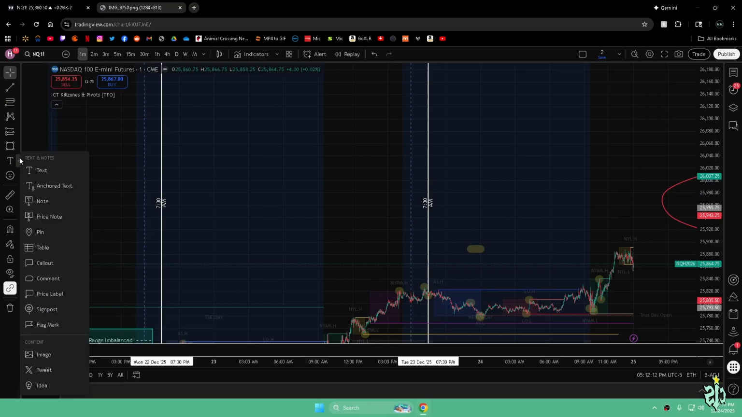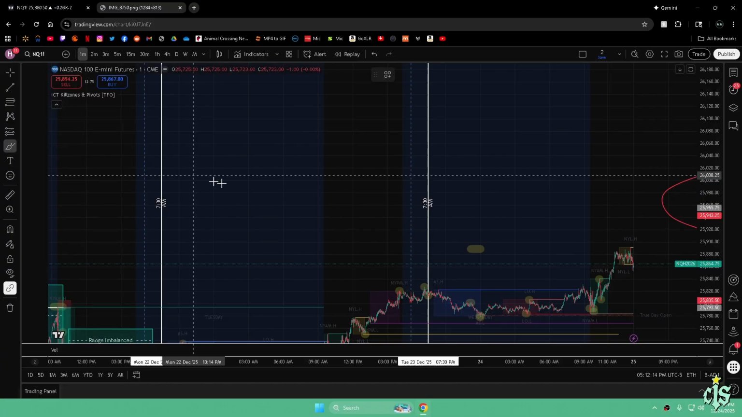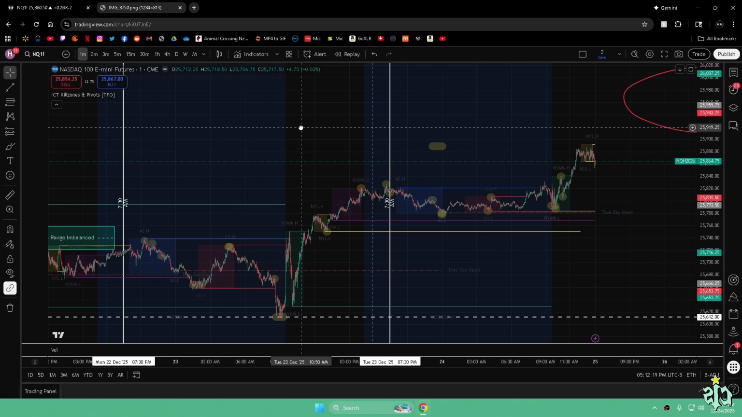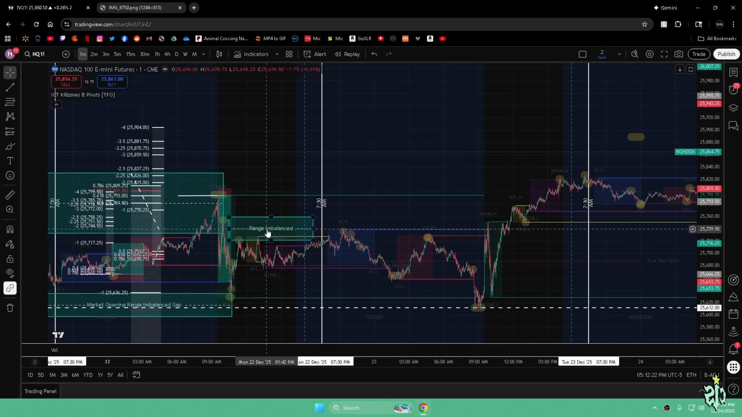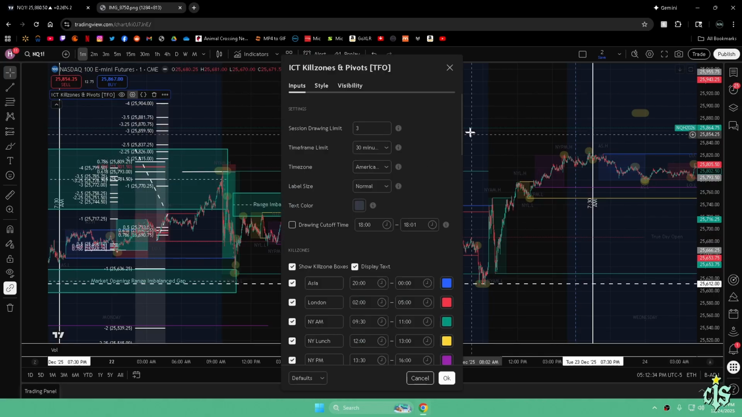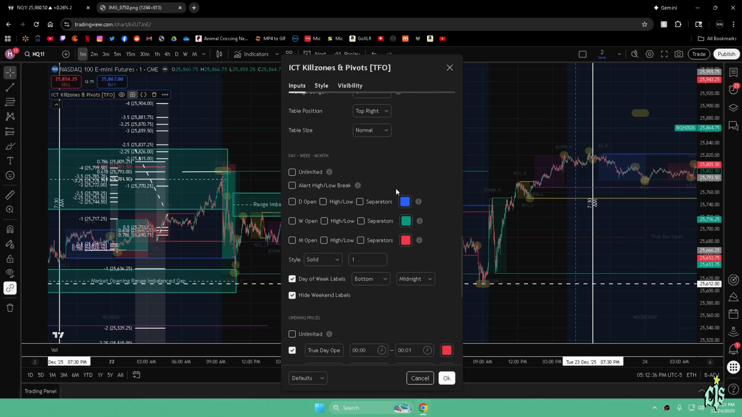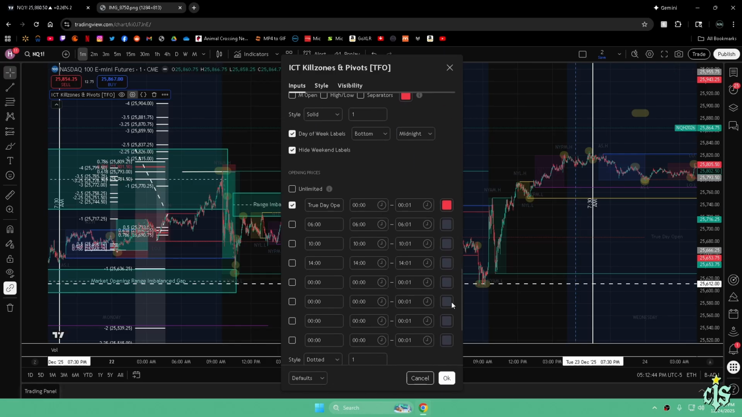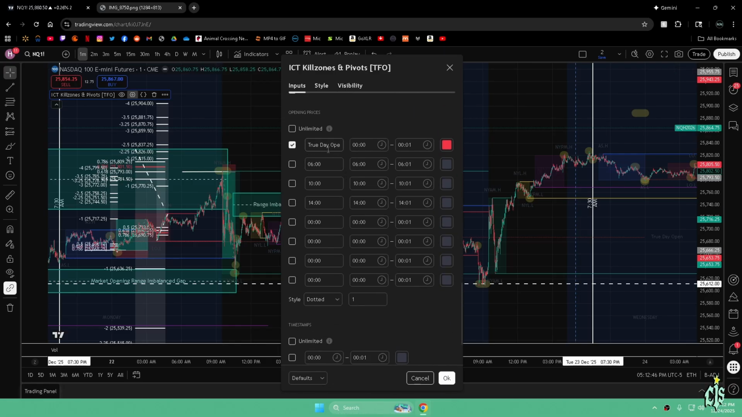Let me get a pencil. How do you mark those boxes and stuff? Boxes as in the blue box and the green box? Like this one? Or which one? Yeah. For the sessions, that's just the indicator. ICT kill zones right here. So get this. This will help you a lot. If any indicator you need, just get this one at least. Do the default settings work good? Yeah, default settings, but enable true day open. Okay.